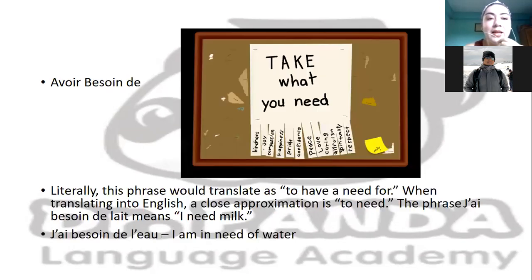Okay. Next idiomatic expression, we have avoir besoin de. Very good. So literally, this phrase would translate as to have a need for. When translating into English, a close approximation is to need. The phrase j'ai besoin de lait means I need milk. Again, j'ai besoin de lait. Yes, which means I need milk.